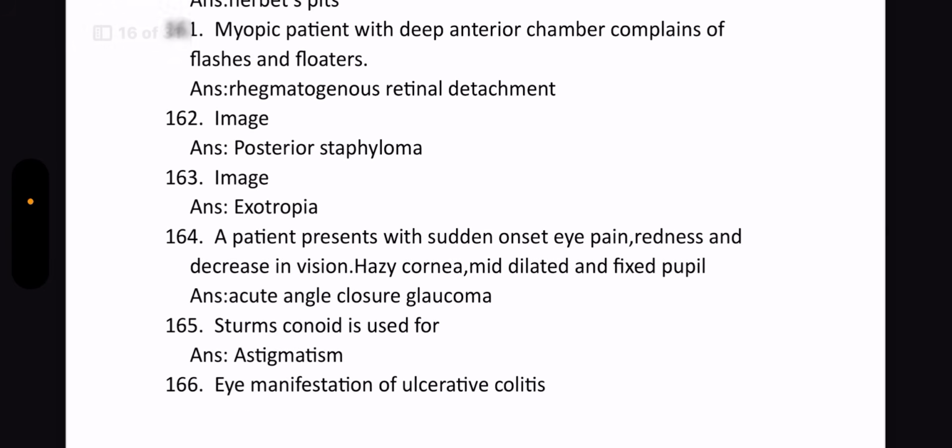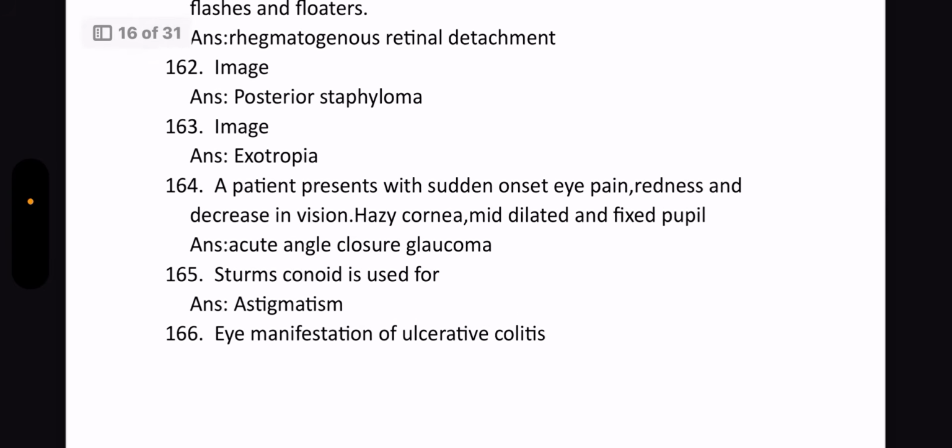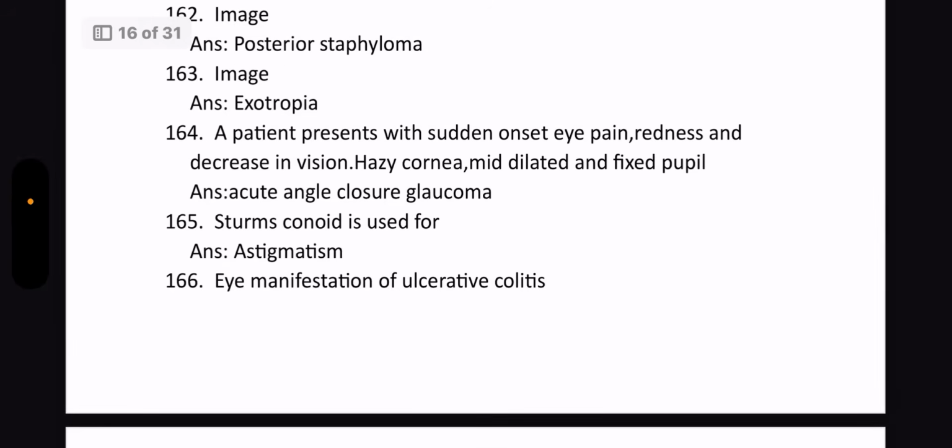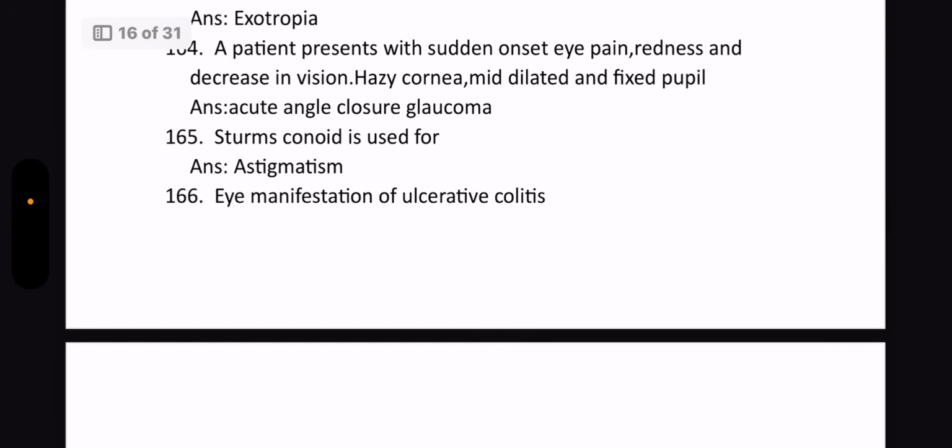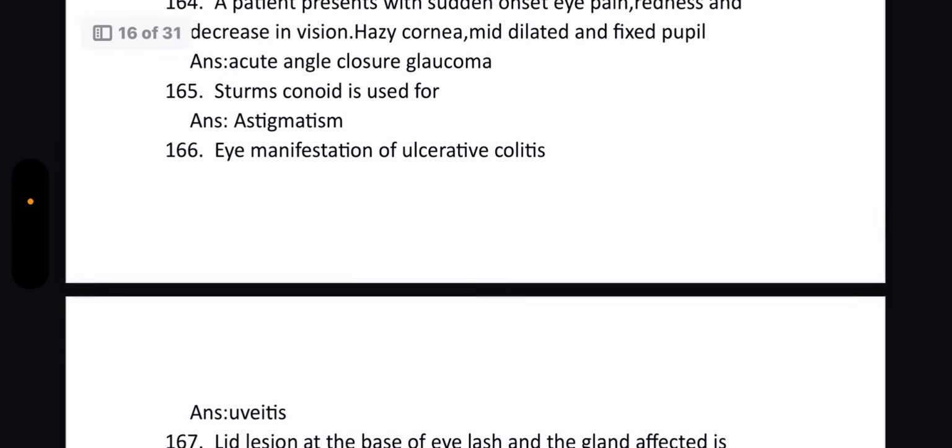Next, myopic patient with deep anterior chamber complains of flashes and floaters. Answer, rhegmatogenous retinal detachment. Next, image-based question, posterior staphyloma. Again, image-based question, exotropia. Next, patient with sudden onset eye pain, redness and decrease in vision, hazy cornea, mid-dilated and fixed pupil. Answer, acute angle closure glaucoma.